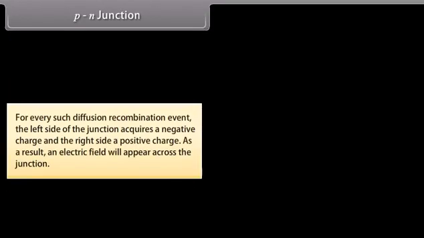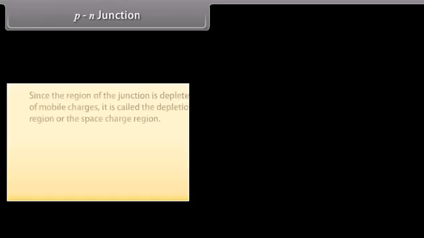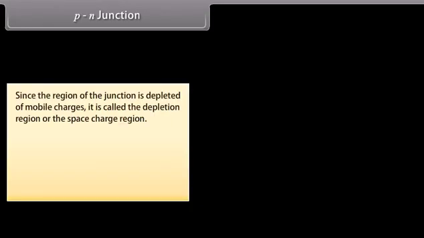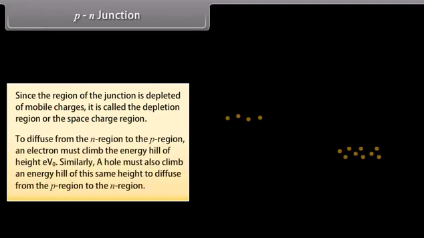For every such diffusion recombination event, the left side of the junction acquires a negative charge and the right side a positive charge. As a result, an electric field will appear across the junction. Since the region of the junction is depleted of mobile charges, it is called the depletion region or the space charge region. To diffuse from the n region to the p region, an electron must climb the energy hill of height eV0. A hole must also climb an energy hill of the same height to diffuse from the p region to the n region.